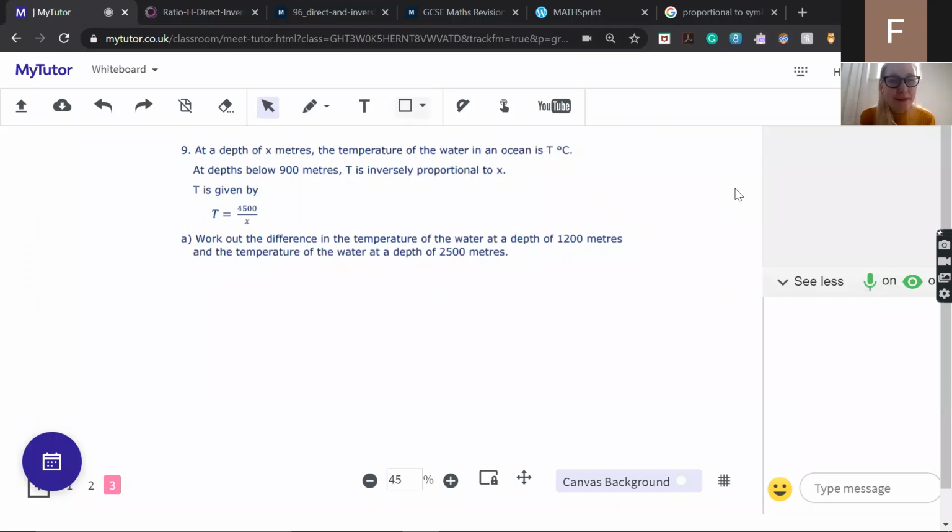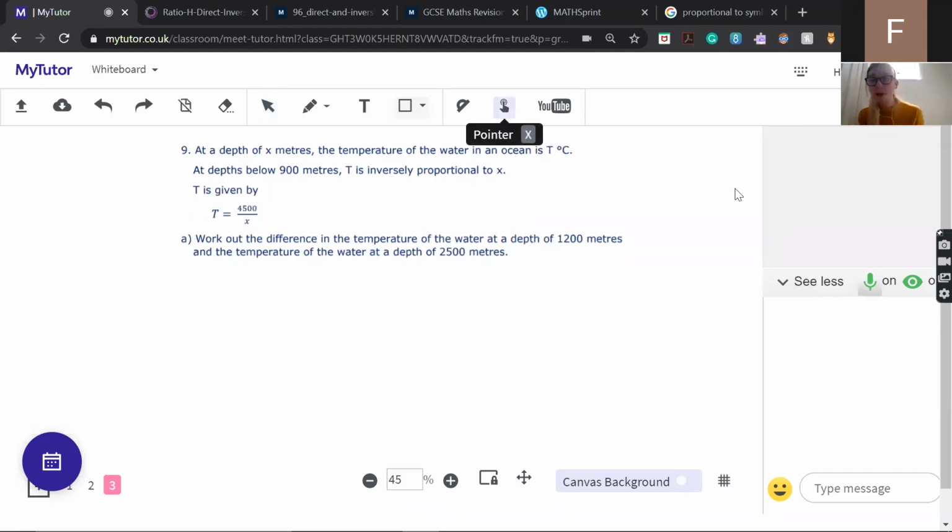At a depth of x meters, the temperature of the water in the ocean is T degrees Celsius. At depths below 900 meters, T is inversely proportional to x. That means as soon as you go down past a certain point, if we get twice as deep, the degrees halve. Hopefully that makes sense. And actually, we don't even have to find K. Okay, so it's been given to us here.